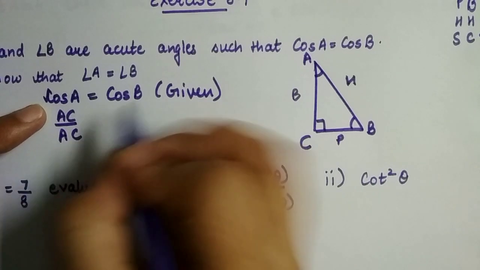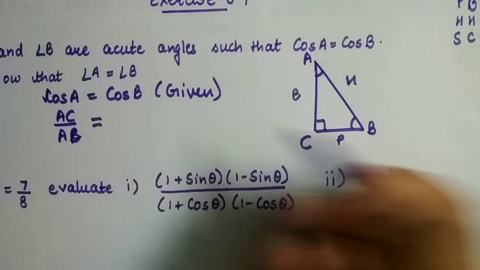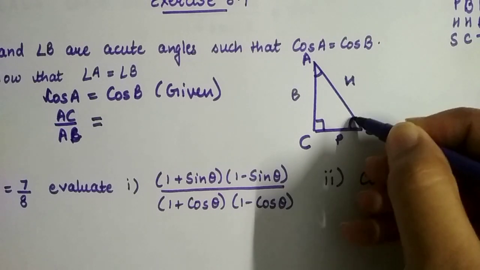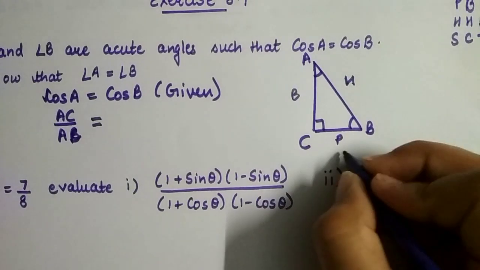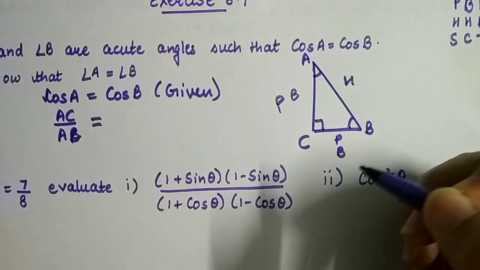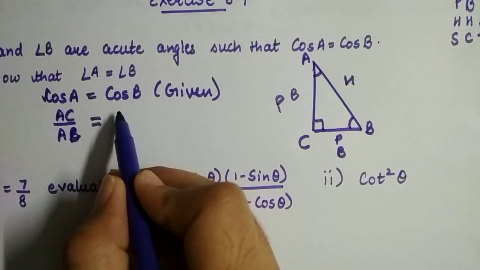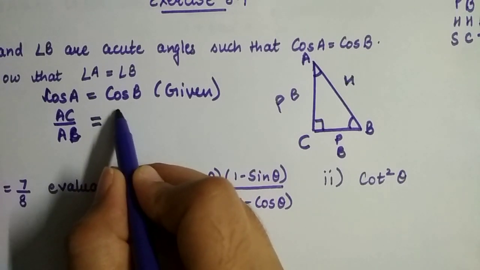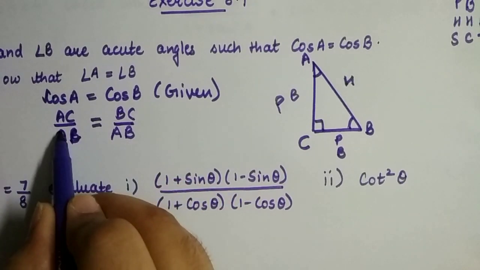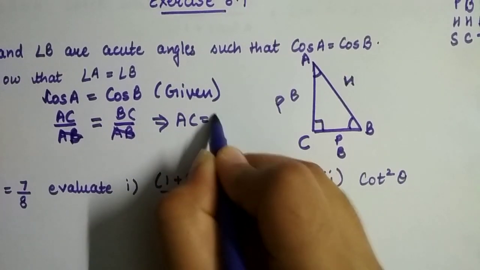So AC upon AB is equal to cos A. And for cos B we will consider theta as angle B. So if B is theta, the base will be BC, the hypotenuse will remain the same, and the perpendicular will be AC. So the value of cos B is base upon hypotenuse, where base is BC and hypotenuse is AB. Now from this, AB and AB will cancel out. It means AC is equal to BC.